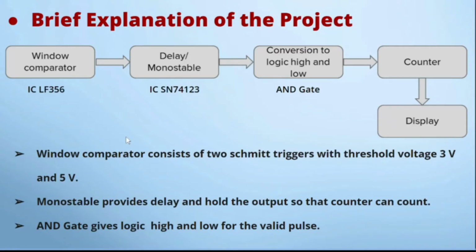So this is the block diagram of our project. First, there is a window comparator which consists of two Schmidt triggers with threshold voltage 3 volt and 5 volt, for which we have used IC LF356. Then a monostable multivibrator using IC SN74123 provides delay and holds the output so that the counter can count. The AND gate gives logic high and low for the valid pulse.